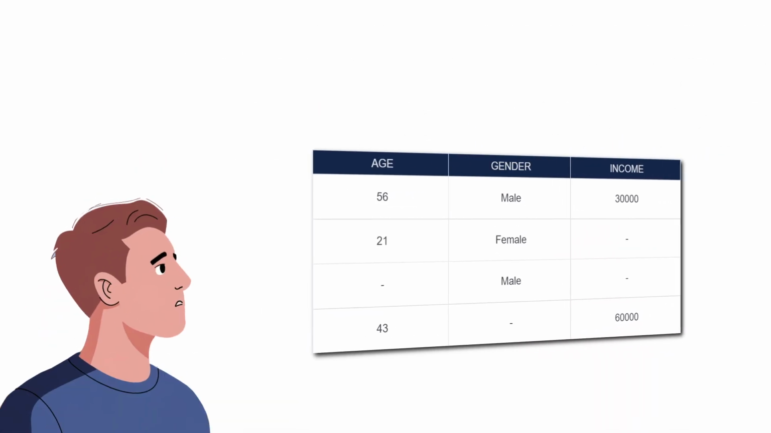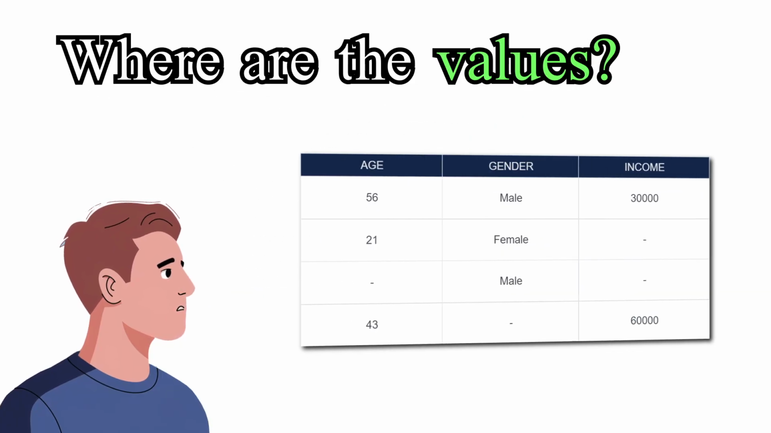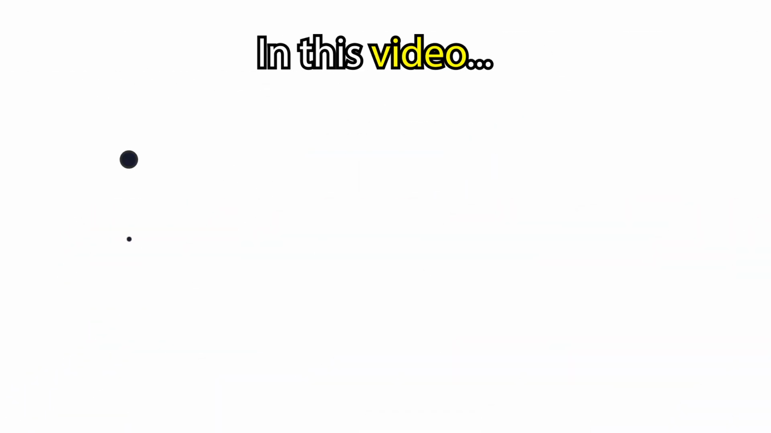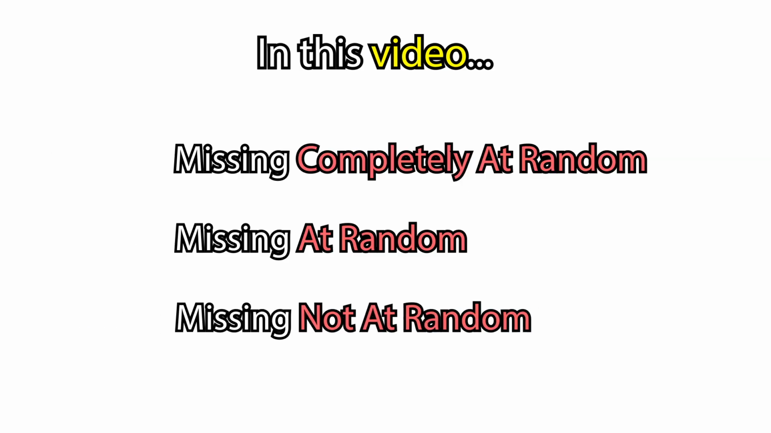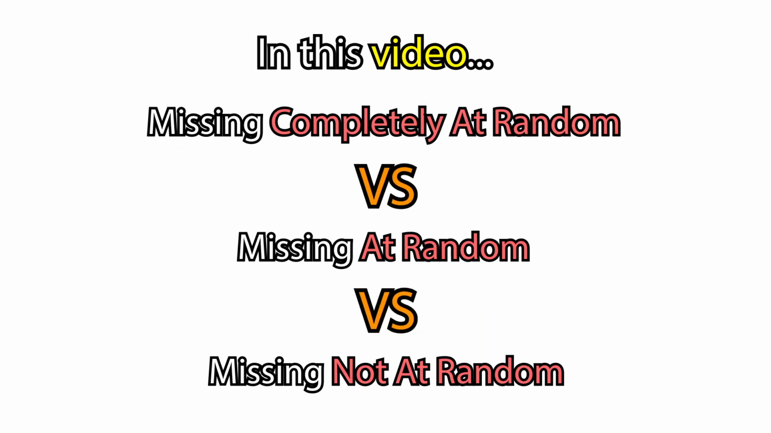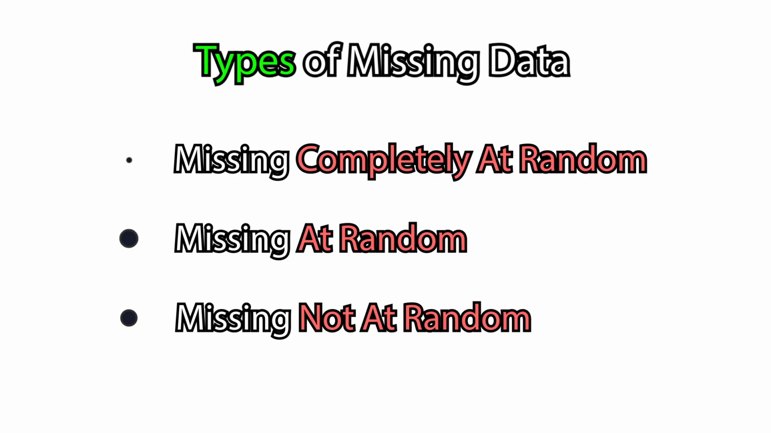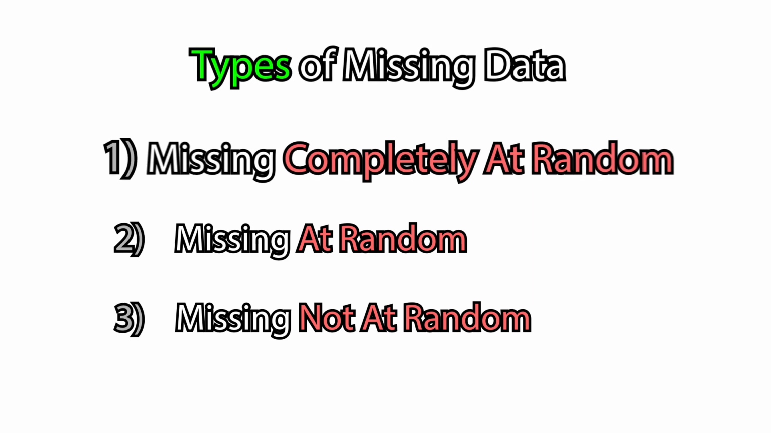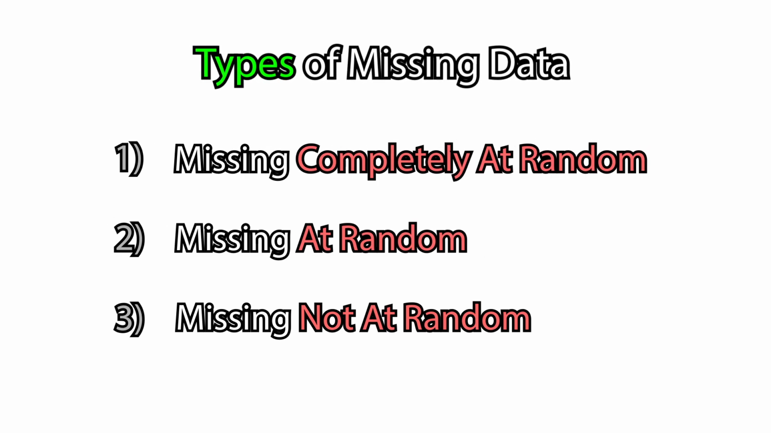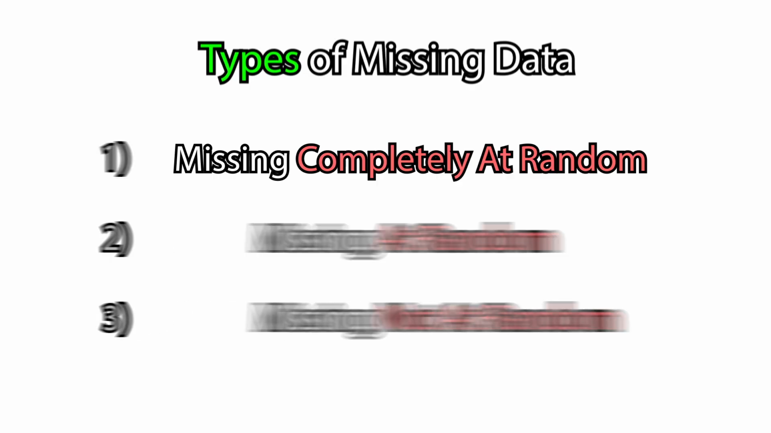Remember, before looking into the methods for missing data handling, you need to understand why they disappeared. In this video, we will go through different types of missing data and provide examples of how to distinguish them. Missing data can occur in three main different types: missing completely at random, missing at random, and missing not at random.